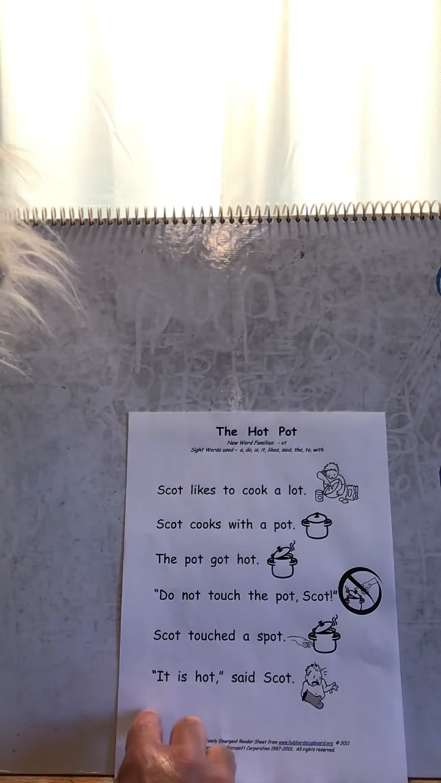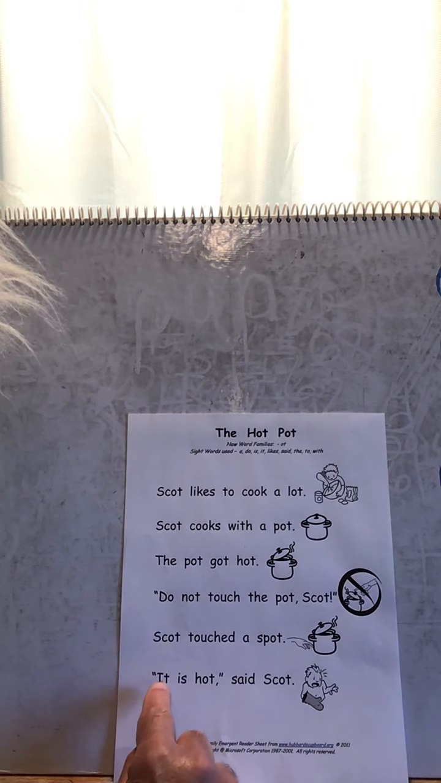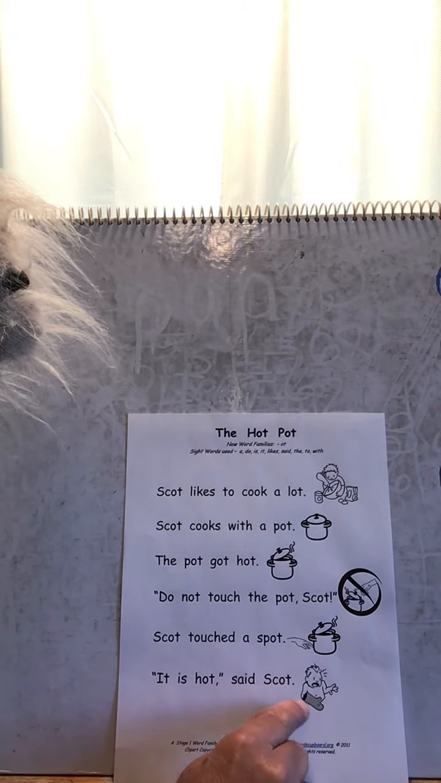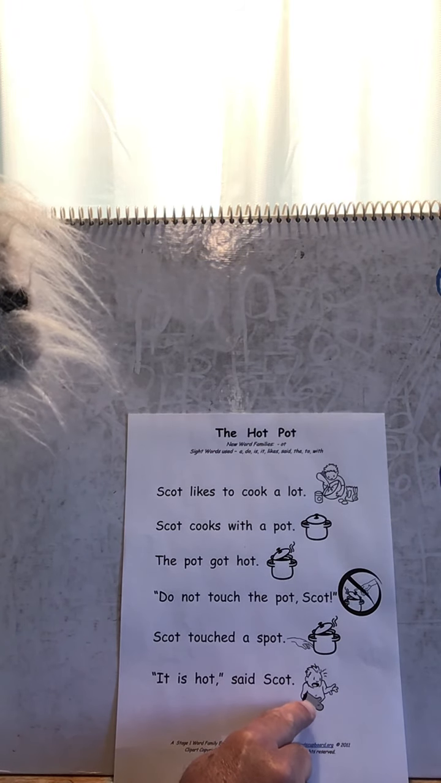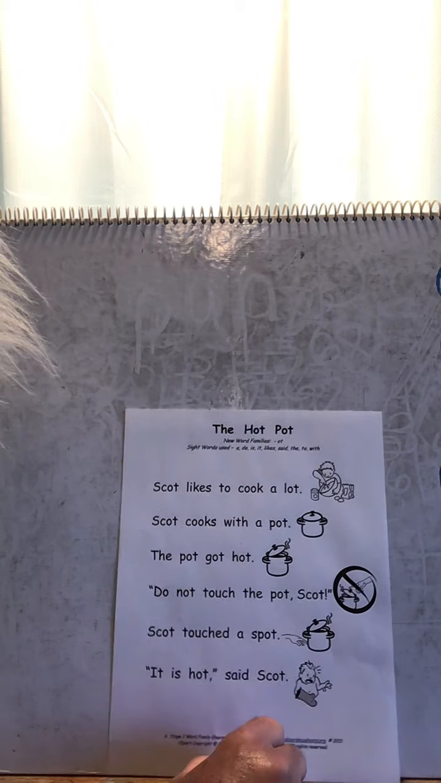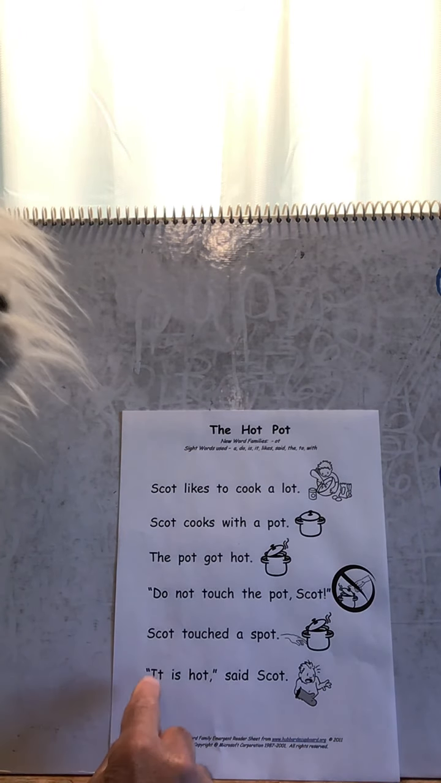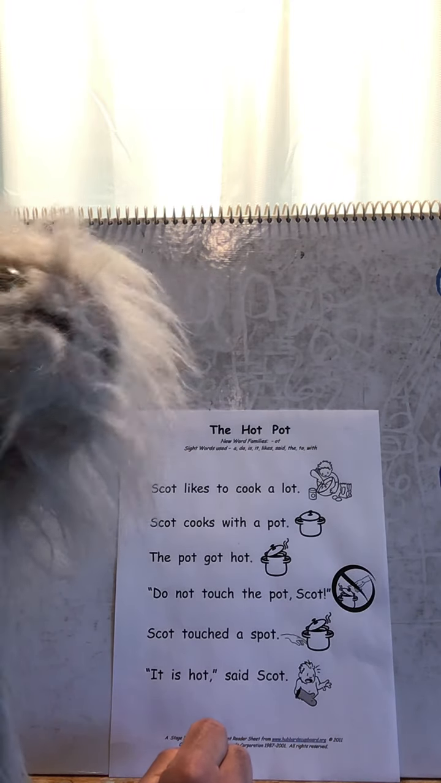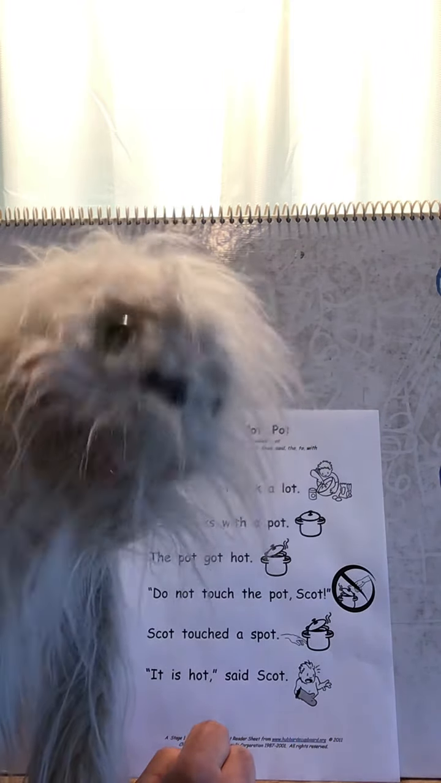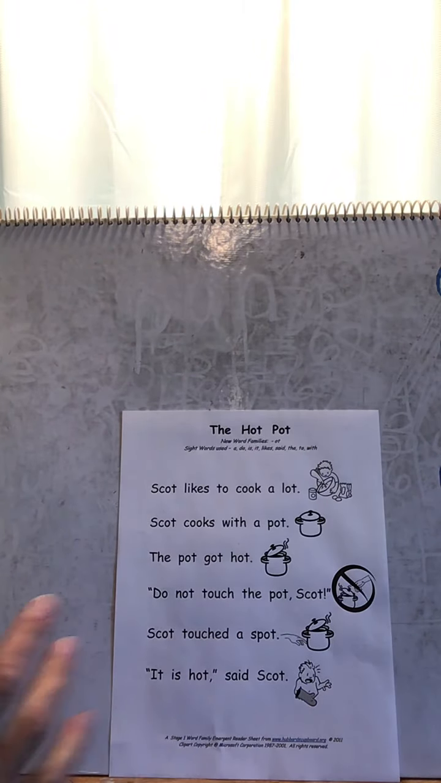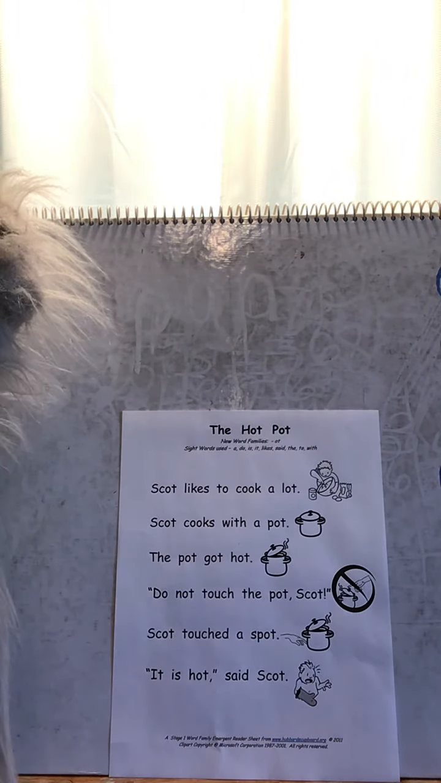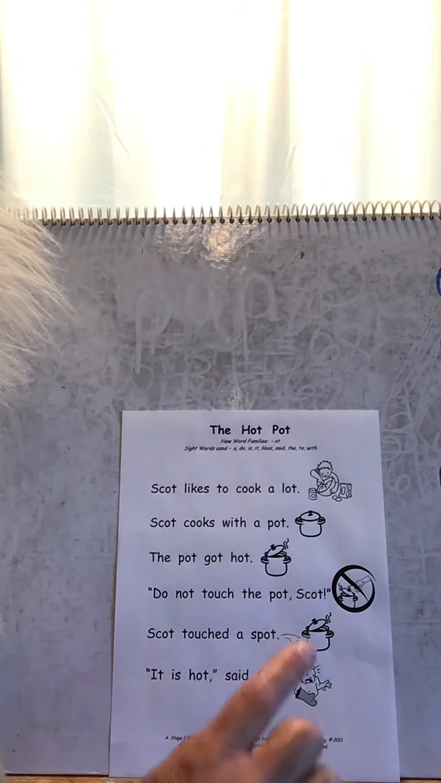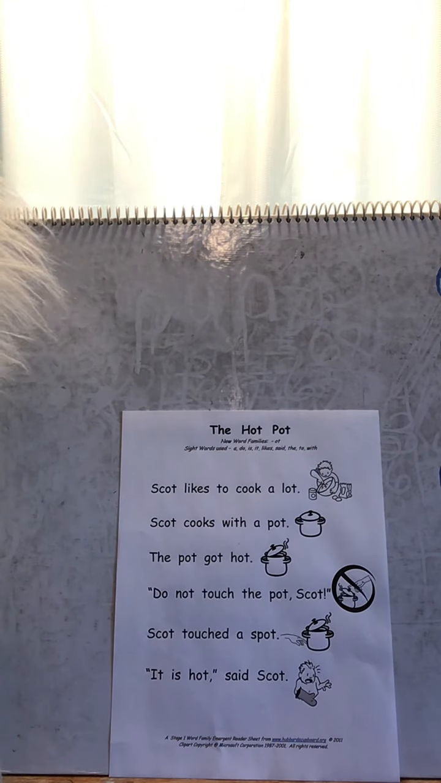I think you're right. Now, here are those quotation marks again at the end. It is hot, said Scott. Look at that picture. Now he has an oven mitt on. He must have touched it with his other hand. It is hot, said Scott. You know, that's kind of a sad story. Well, no, it works perfect for what we were needing to do, which was learn about the ot word family.